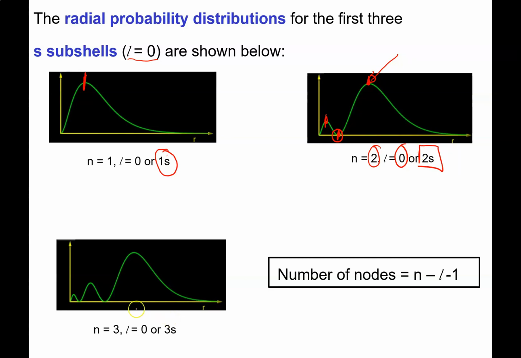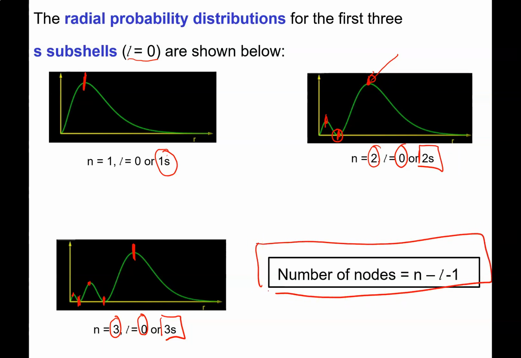Now we're going to go out to the third shell. We've still got an S subshell, so in subshell notation this would be written as 3s. Here is the most probable distance, and this time we've got 2 nodes. Notice that there's a reasonable probability that the electron will also be found at these distances, so occasionally the electron gets in real close.